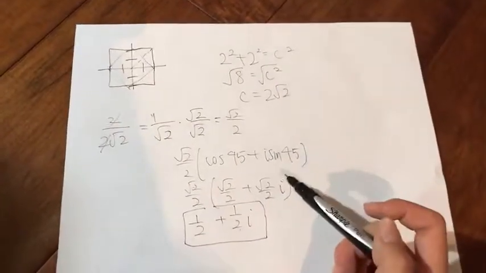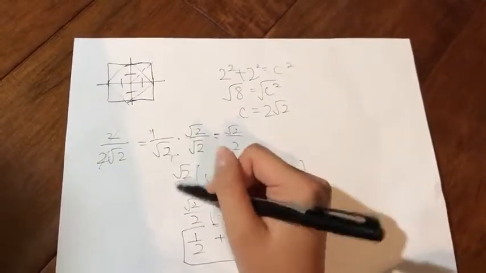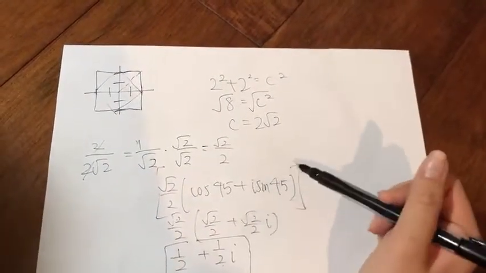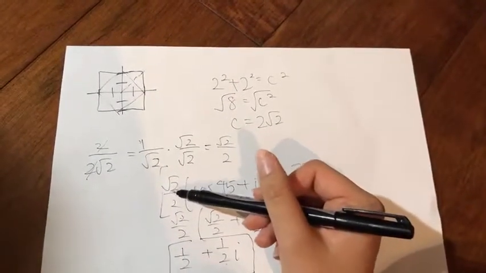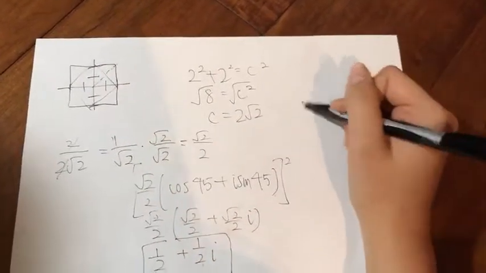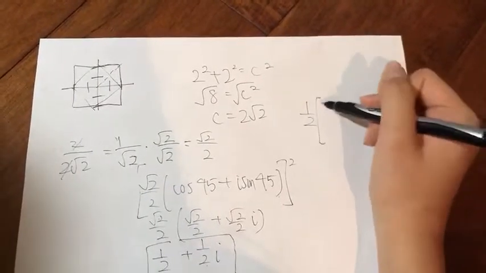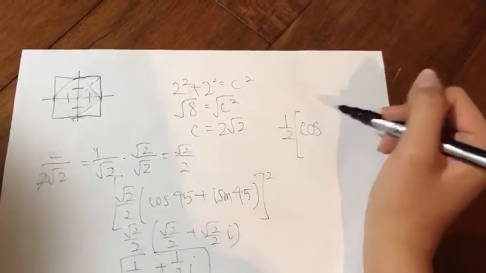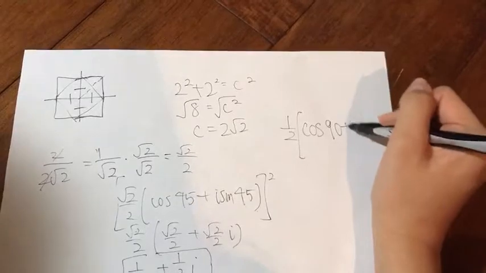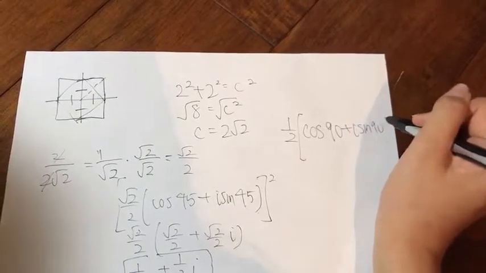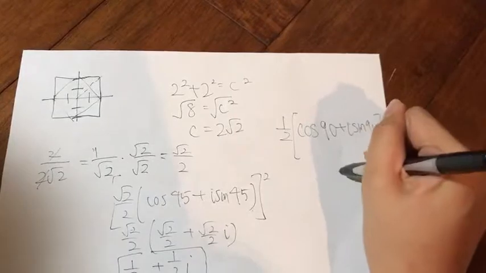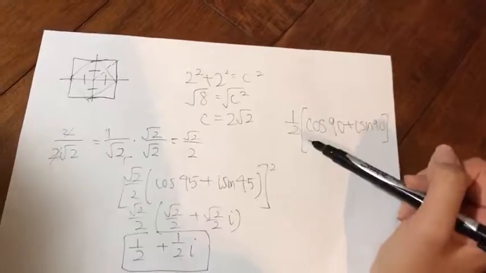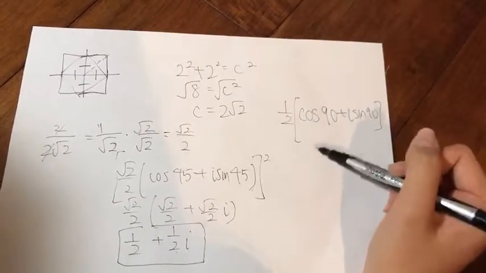Okay, part B wants us to basically square this whole thing. So, like before, if I square root 2 over 2, I'm just going to get 1/2. And since 2 isn't inside the parentheses, I'm just going to multiply 45 times 2. So cosine 90 plus i sine of 90. And that is the answer to part B. So the dilation factor would be 1/2, and then it would be rotated 90 degrees.